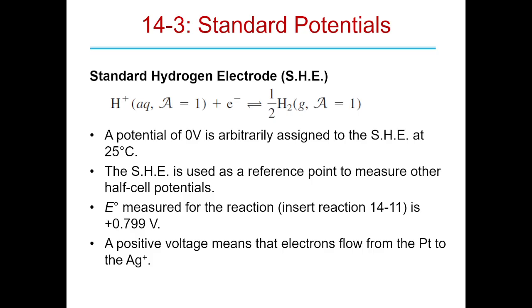The SHE, you're okay with me just saying SHE, right? You understand what I'm saying? The SHE is used as a reference point to measure other half-cell potentials because that's our 0 point. So everything that we measure against it is automatically whatever number it gives, right?